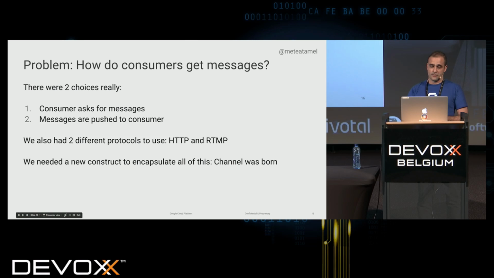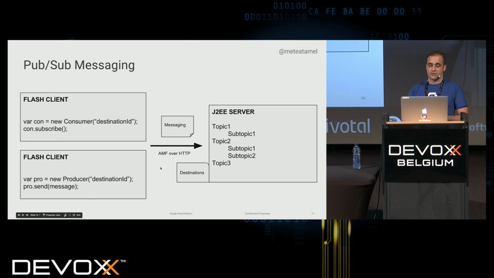And we were also using AMF. For the encoding, we could have used XML. That was the main thing at the time. But we used AMF, which stands for ActionScript Messaging Format, I think. It's a binary protocol. It's much more efficient than plain text. So that's what we decided to use. And we were using HTTP as well.